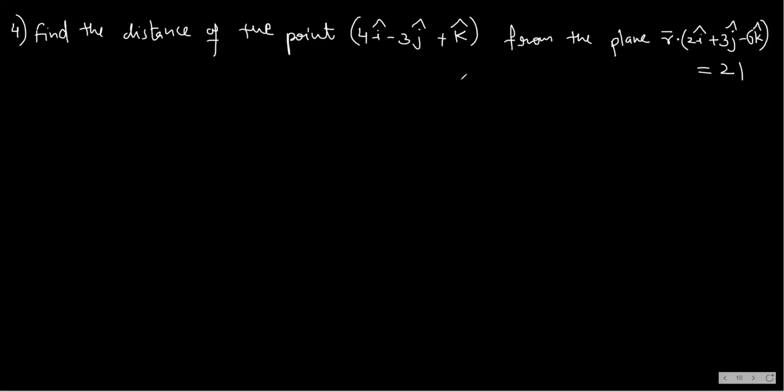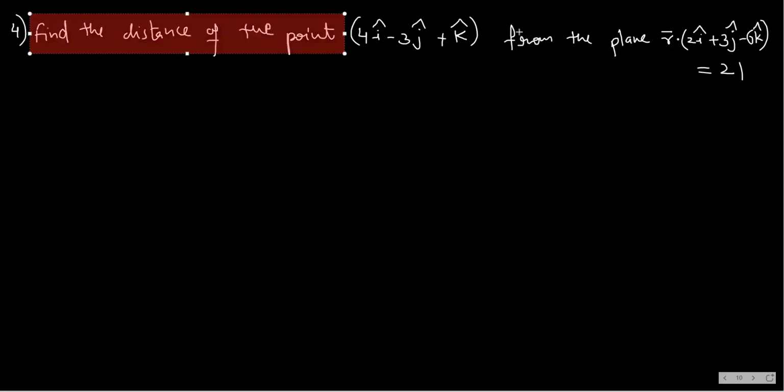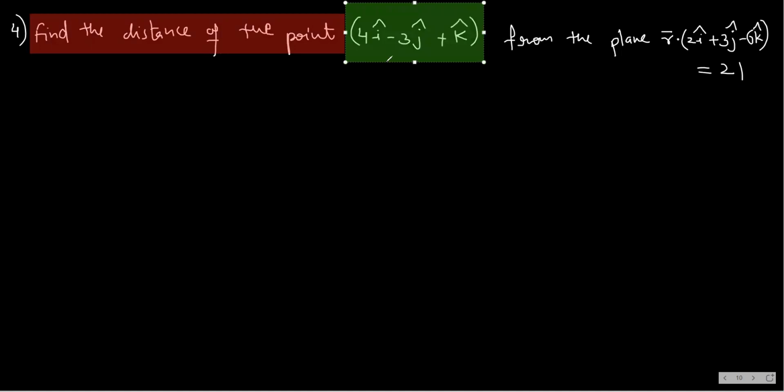So students, just now we studied how to find the perpendicular distance of a point from a plane. Now based on that, here we have a question. Very simple question. Find the distance of the point 4i cap minus 3j cap plus k cap, which is the position vector of the point with respect to origin, so the coordinates will be 4 comma minus 3 comma 1, from the plane.